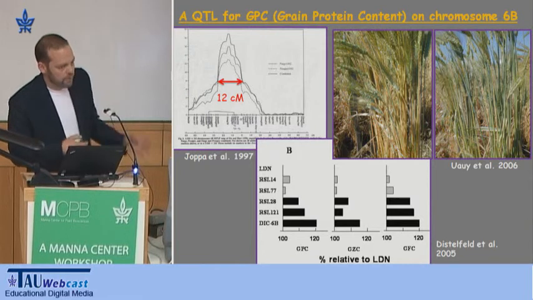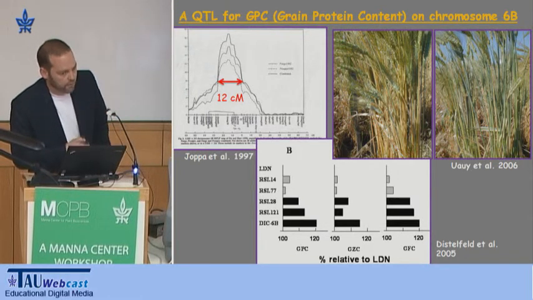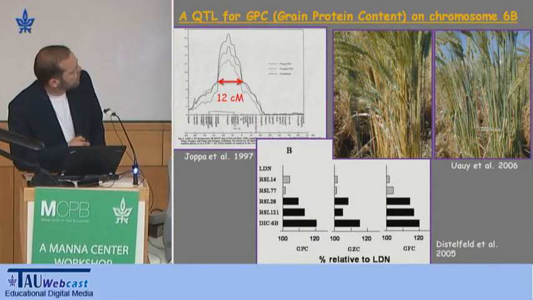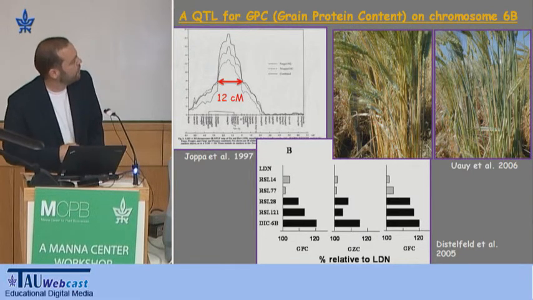QTL is a chromosomal region that is affecting a trait, a quantitative trait like protein content. He found out that the QTL exists on chromosome 6B, a pretty major QTL.